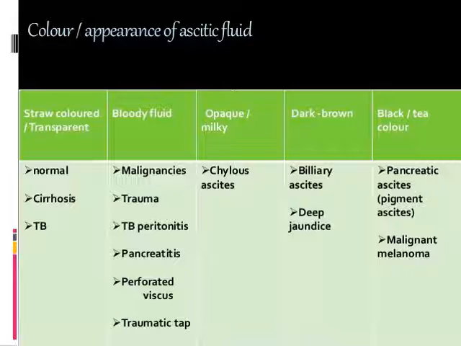Ascitic fluid color. If the color is straw colored or transparent, this could be in case of cirrhosis and tuberculosis. Bloody fluid in case of malignancies, trauma, TB, peritonitis, pancreatitis, perforated viscus, traumatic tap. Opaque or milky: chylous ascites. Dark brown in case of biliary ascites and jaundice. Black or tea colored ascitic fluid in case of pancreatic ascites and malignant melanoma.